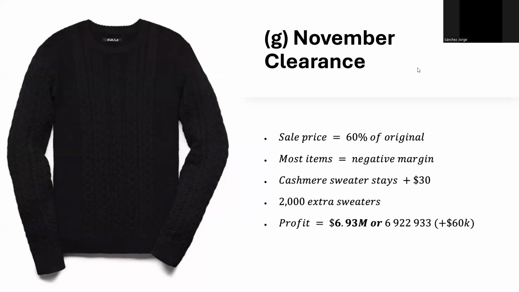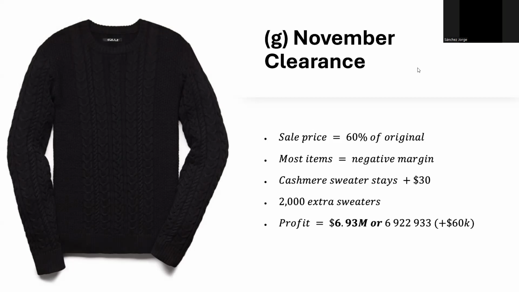So now for the final subsection, we have the November clearance. For this, we have to imagine that we are allowed to sell the unsold inventory at a 60% discount off the original price. With this amount of discount, most items become unprofitable, so we cannot make any money out of them. But there's an exception, which is the cashmere sweaters, which for each one that we sell would give us around $3 of profit.